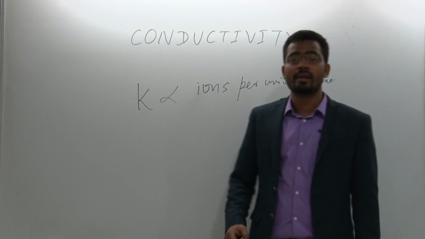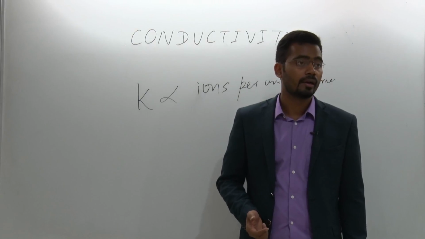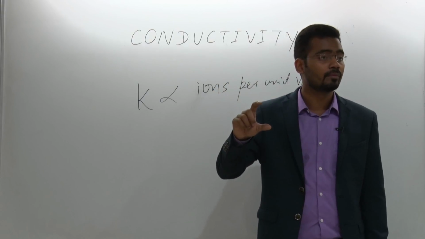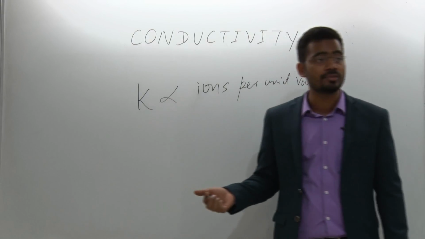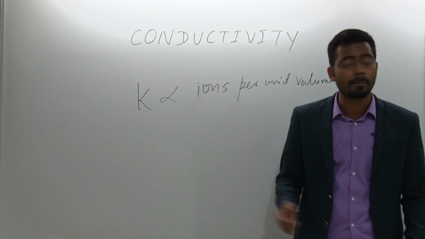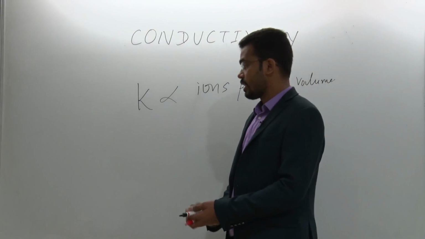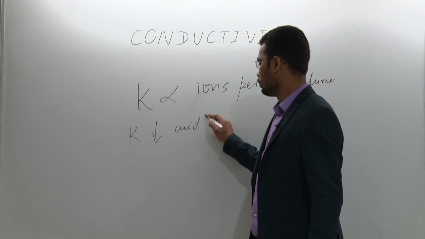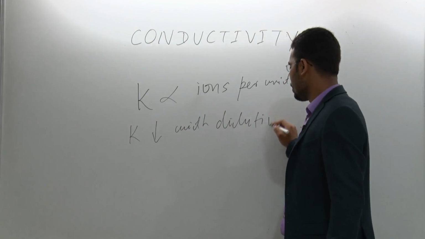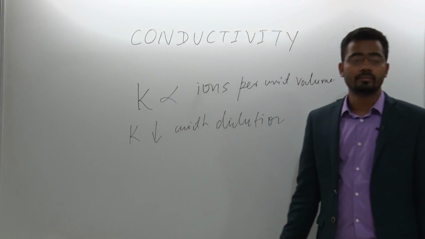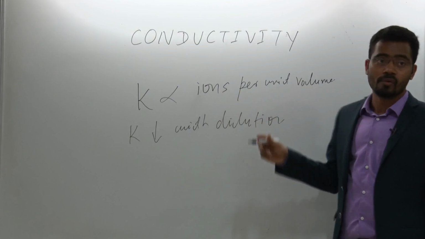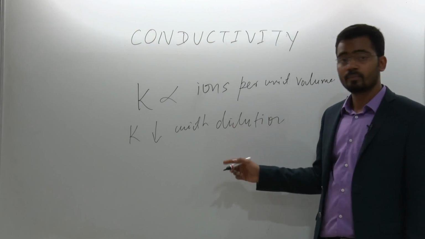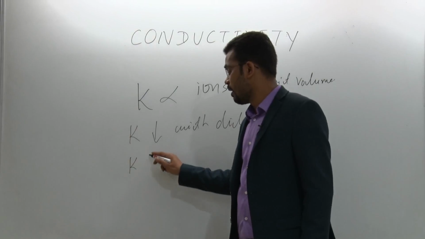And when dilution occurs, it means you are increasing the volume, keeping the ions the same. So what about K? Will K increase or decrease? Decrease. Therefore, with dilution, K will decrease. Why? Because on dilution, ions per unit volume will decrease. Yes or no?